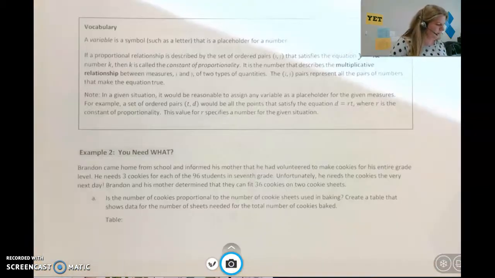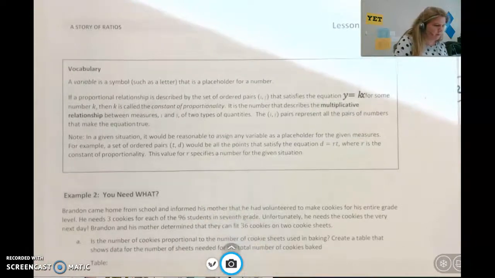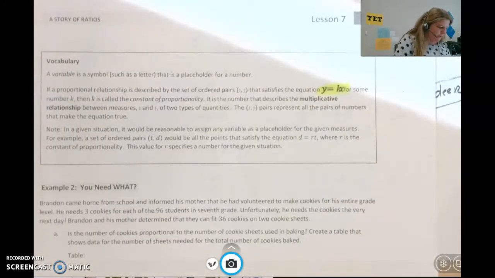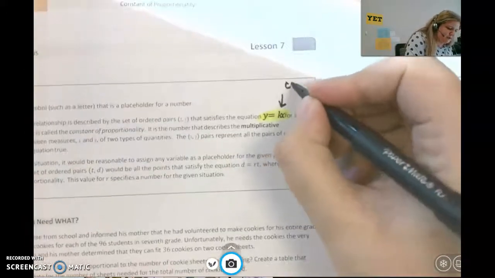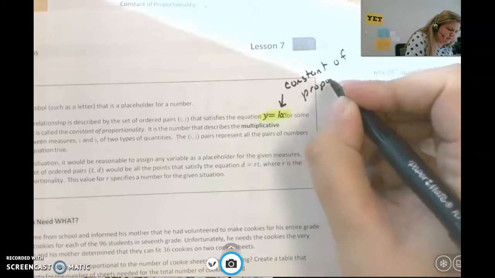Now on the next page, we have some vocabulary in this little box, and then we've got our equation, y equals kx. So k is going to be the constant of proportionality. Constant of proportionality.